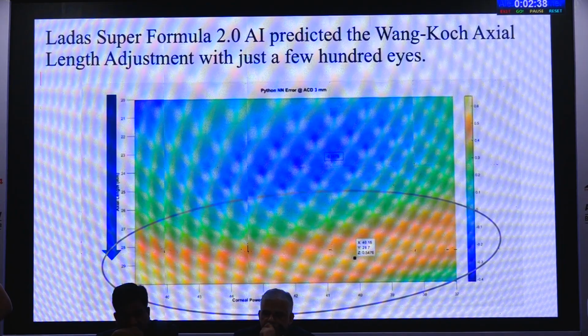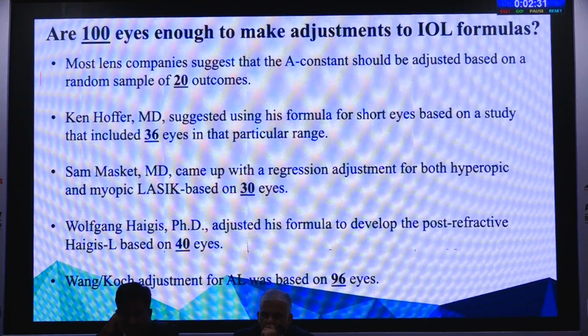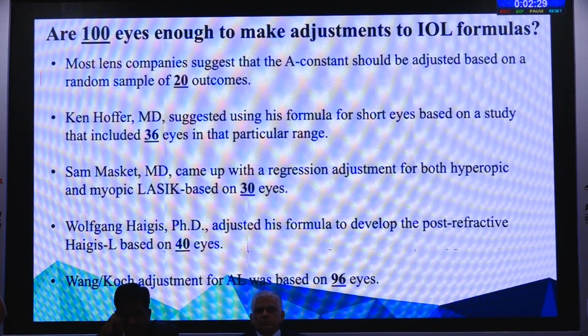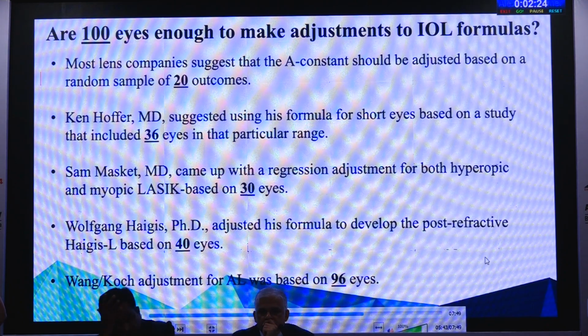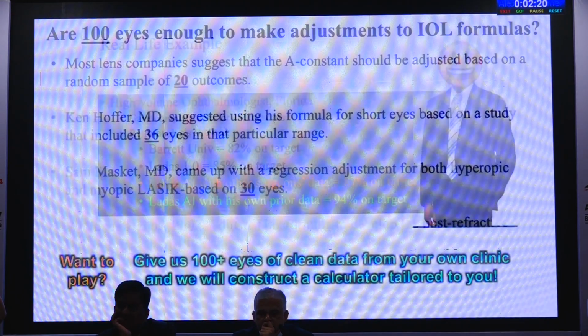And again, crowdsource mega data sets. You can even start with 100 eyes. If you give us 100 eyes, you can actually adjust your IOL calc AI formula, your own one, for free. And you can see all these previous studies that you think you're so important are all based on less than 100 eyes. So give us 100 eyes of data, and you'll be surprised. You can actually get great results.